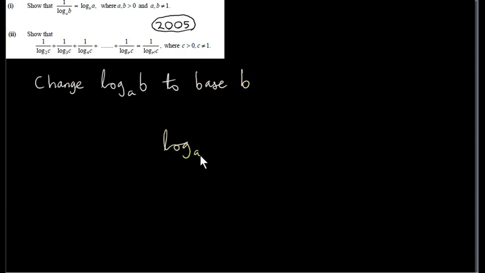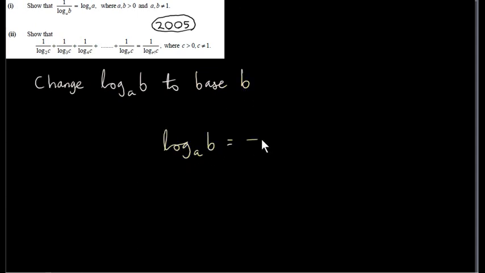Show that 1 over log to the base a of b equals log to the base b of a, where a and b are greater than 0 and both a and b are not equal to 1. What we can do here is change log to the base a of b to a log term that's in base b. So how do we do that?